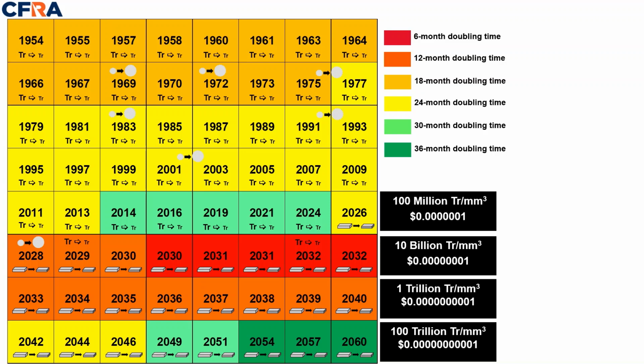We see Moore's rate accelerating into the 30s, driven mostly by vertical shrink, although horizontal shrink still contributes to transistor density, I think, for a while. So what we're going to have, by 2026, I've got 100 million transistors per cubic millimeter, and then 10 billion by 2032, 1 trillion by 2040, and 100 trillion by 2060. Obviously, this is a guess, but I do think that we're in the ballpark.